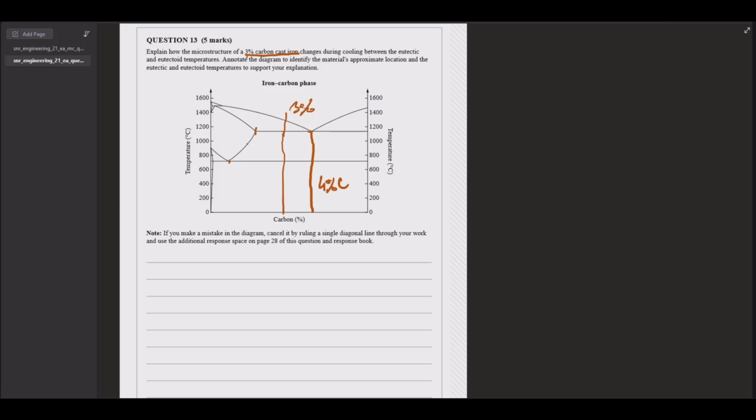Because if you remember, cast iron, so they have asked a question about this. Cast iron goes from about 2% carbon to about 4% carbon, and it's the region between this point here, which I don't think there's a name for, and the eutectic point, which is over here.